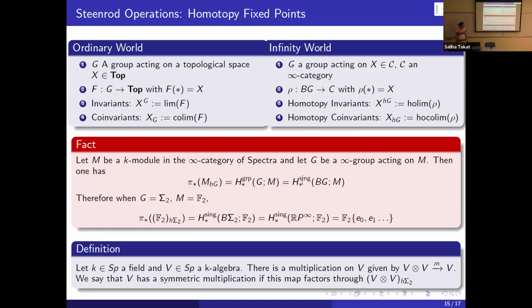And if you take a field K and V to be a K-module, then there's an obvious multiplication given by the tensor product on spectra, V tensor V to V, given by M. And V has a symmetric multiplication if this map factors through the homotopy coinvariants of Sigma 2.